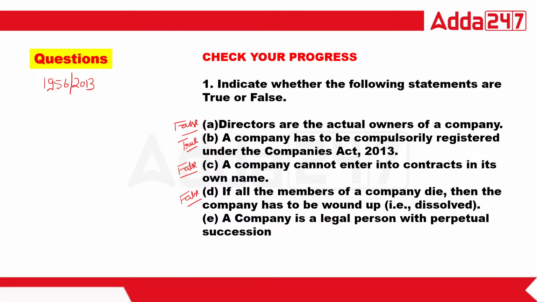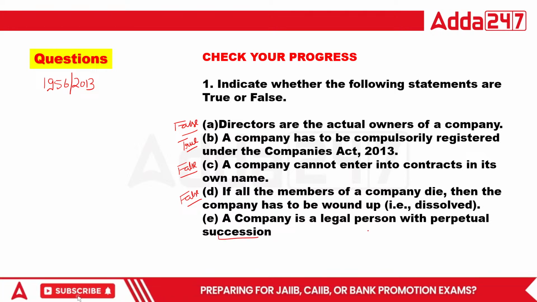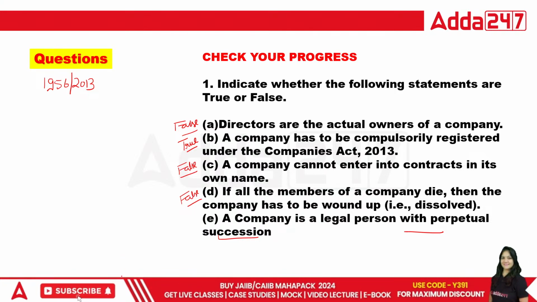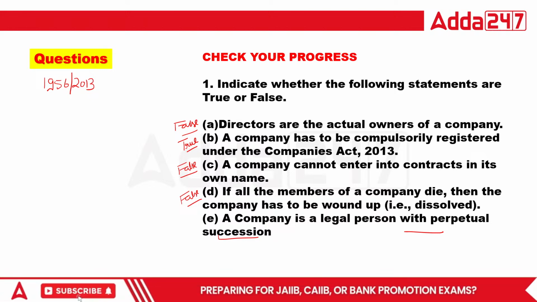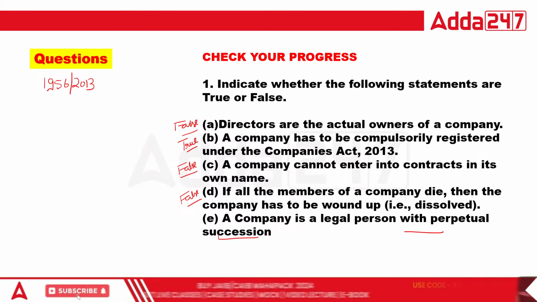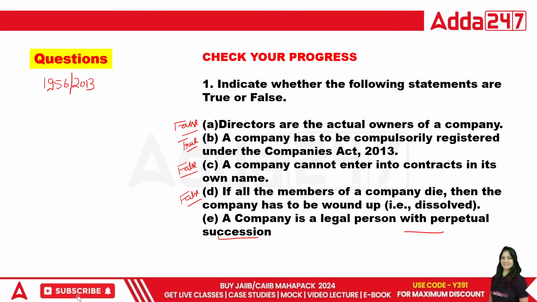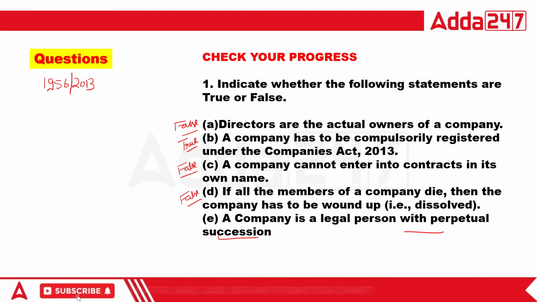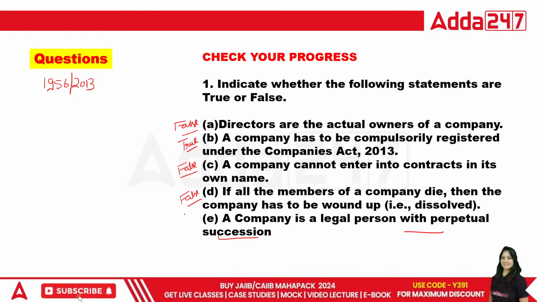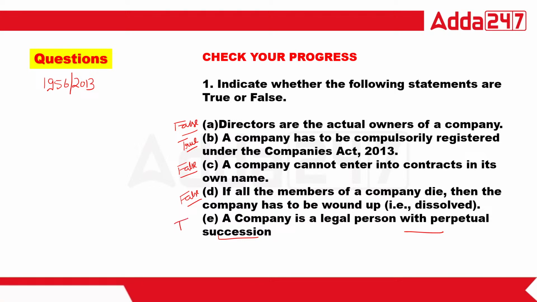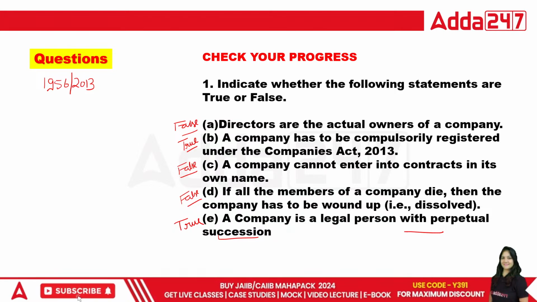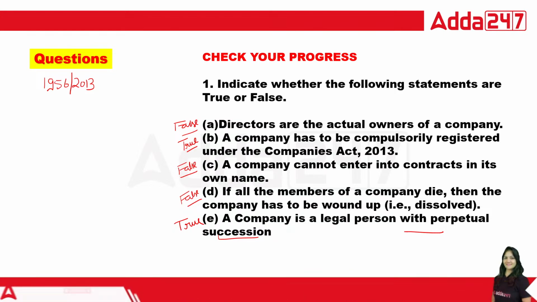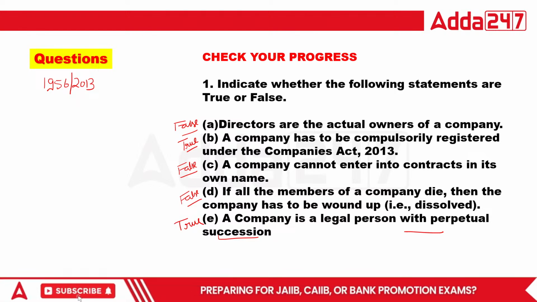Now, a company is a legal person having perpetual succession. Perpetual succession means basically it will go on as it is. So the company is a legal person with perpetual succession. The answer is yes. That is a true statement. Done. Next.